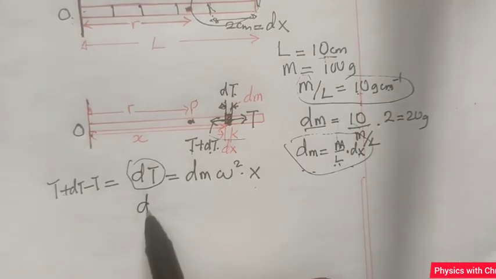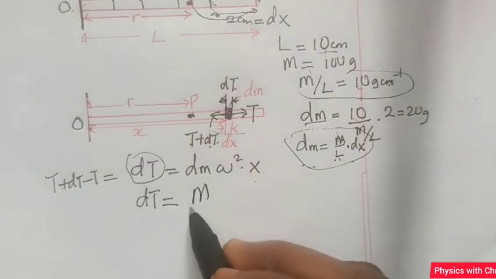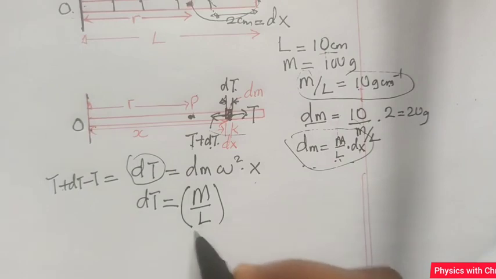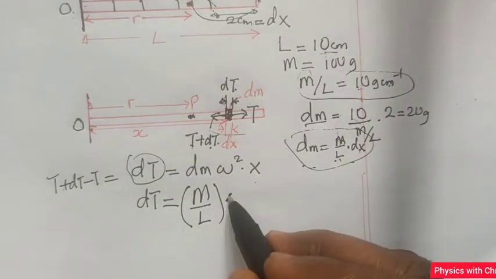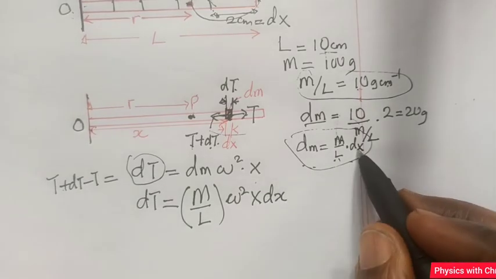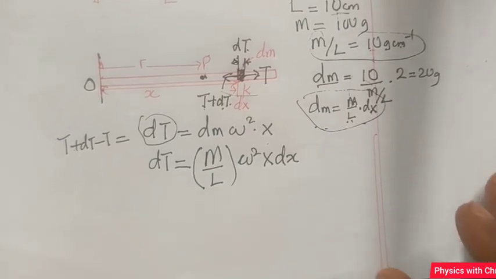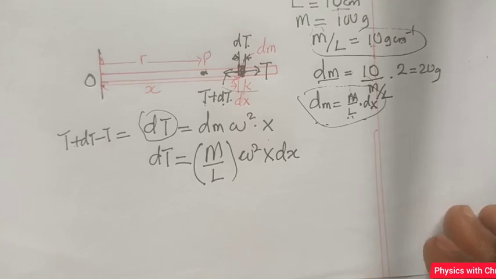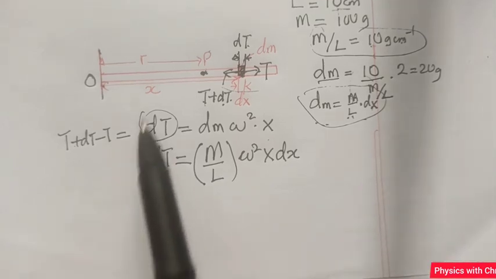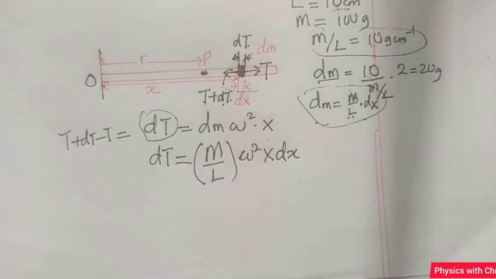So my dT here now will be equal to m over L, maybe in a parenthesis, multiplied by dx, or omega squared x multiplied by dx. So this my dx is my dx here. So what do I do? The next thing is for me to integrate, to find the tension at P. So I have to integrate.